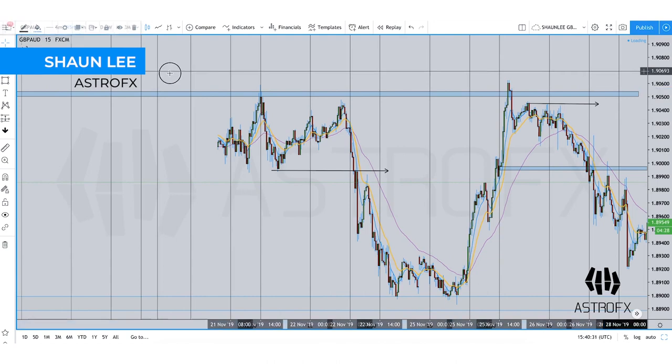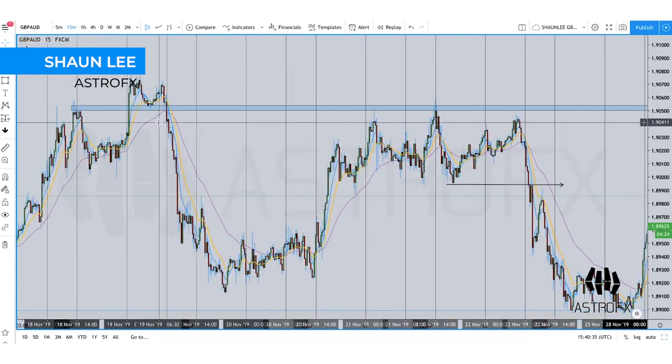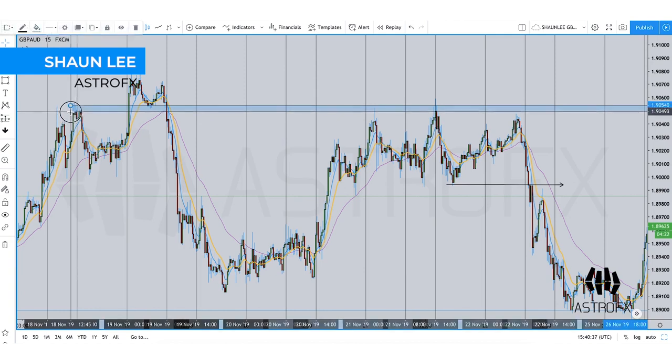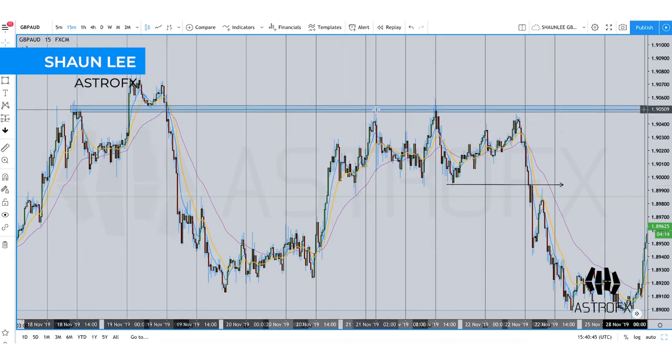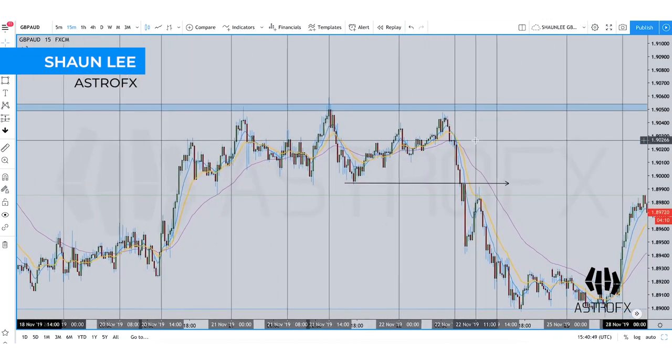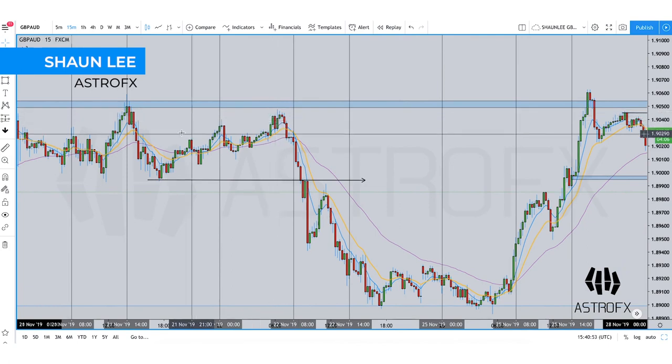Now this area, I took it from, come on, load. I took it from this point, which was, again, in a previous video, a London session high, which was respected, broken, respected here once more, respected again, and as you can see, price remained below over here.